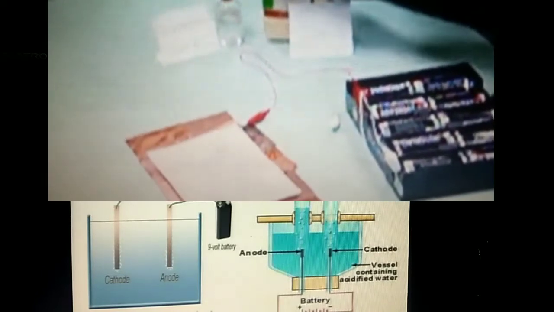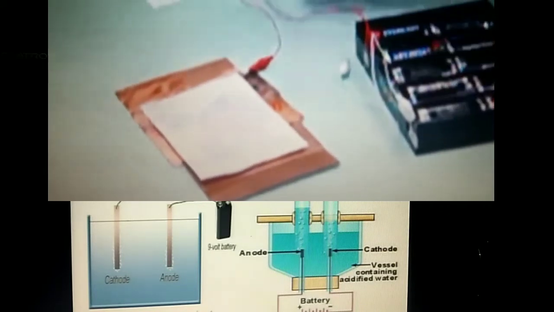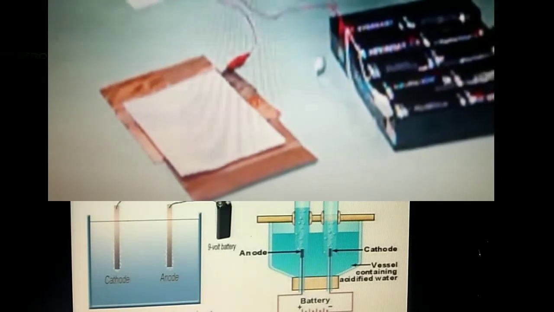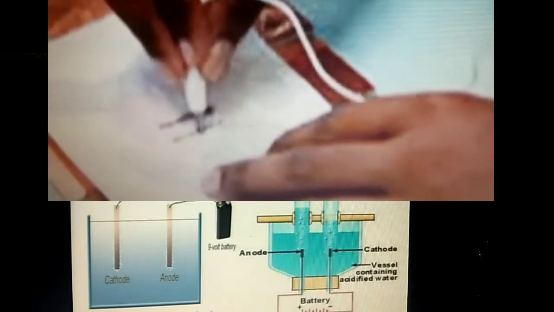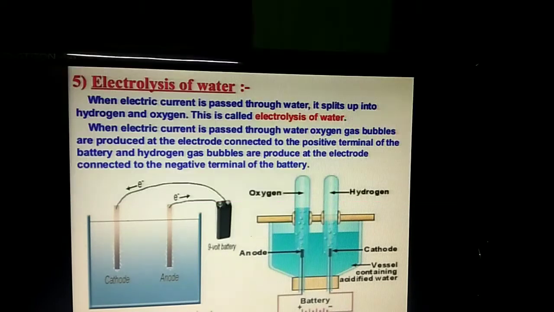Now what happened? In solution, when current is passed, potassium iodide dissociates into potassium and iodide ions. The iodide ions are anions, get attracted to the positive electrode, that is the anode, and lose their charge to form iodine atoms. The iodine released produces a blue-black colored substance with starch. This appears as the writing on the paper.